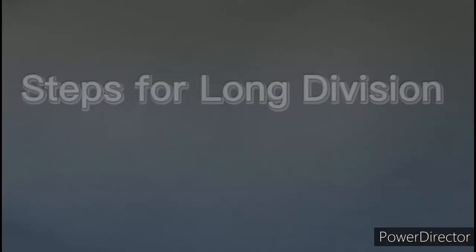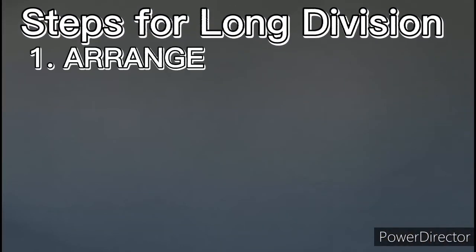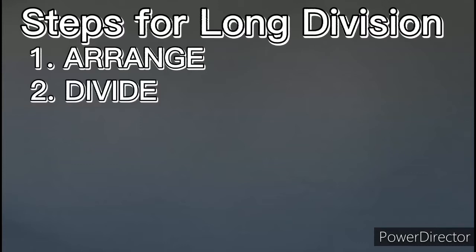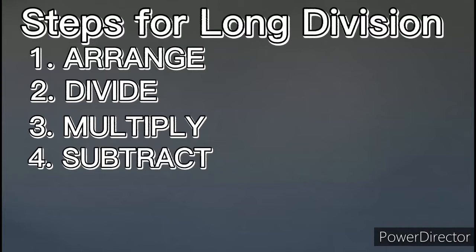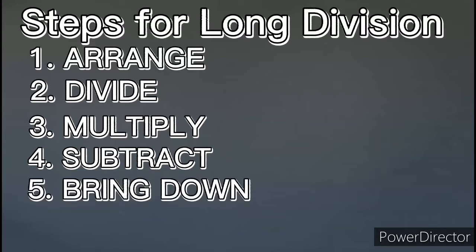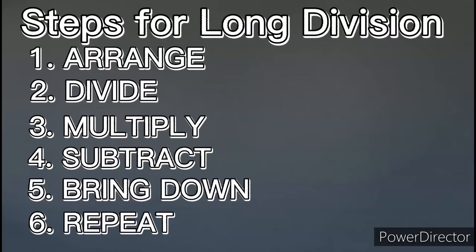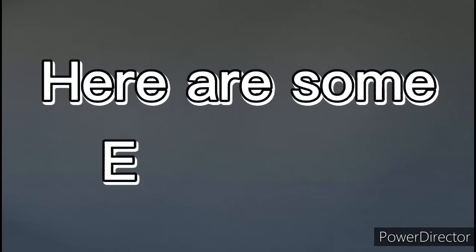Here are the steps in solving long division. Steps for long division. 1. Arrange in decreasing power of exponent. 2. Divide the first term of the dividend by the first term of the divisor. 3. Multiply the partial quotient to the divisor. 4. Subtract the result from the dividend. 5. Bring down the next term in the dividend. 6. Repeat the process until done. Here are some examples.